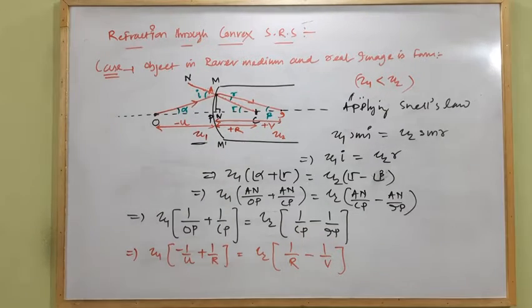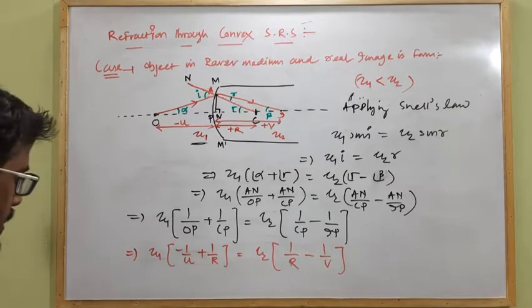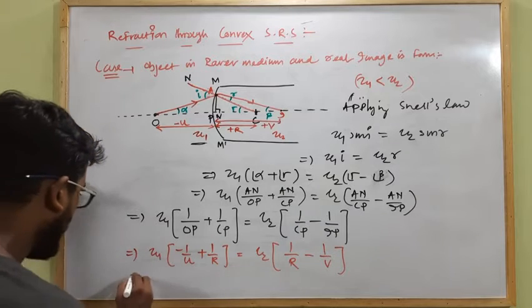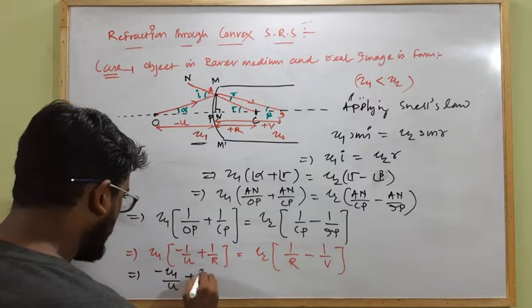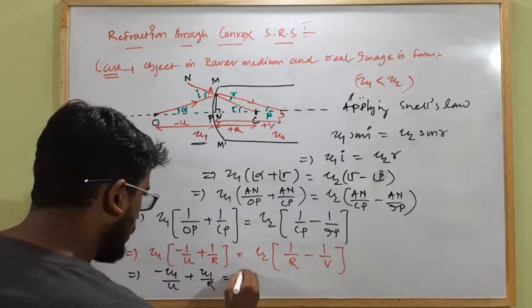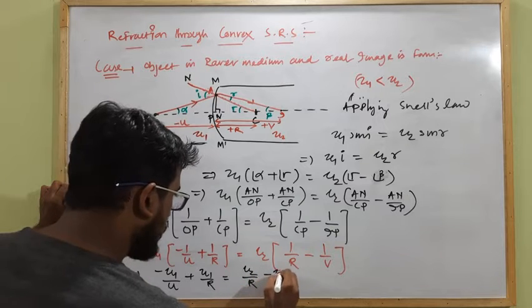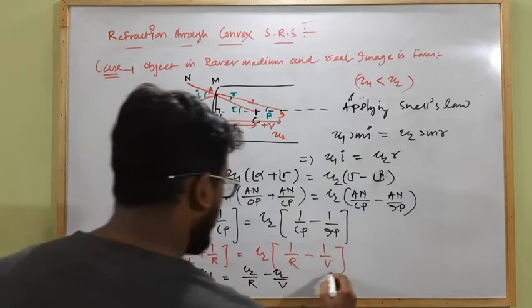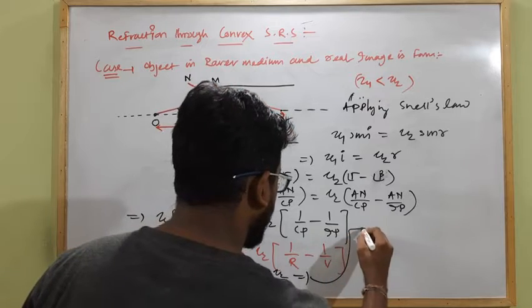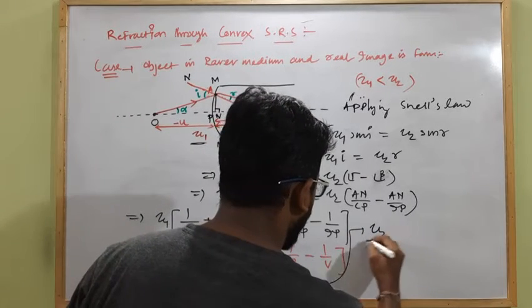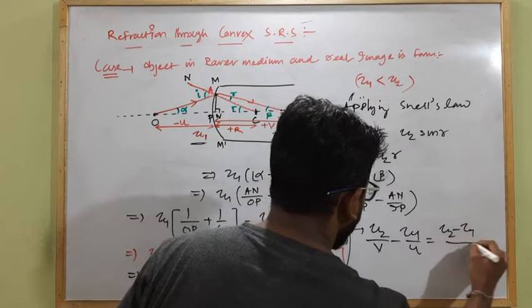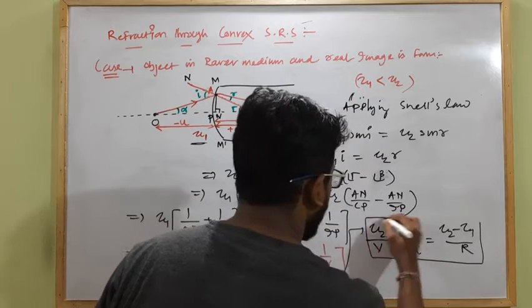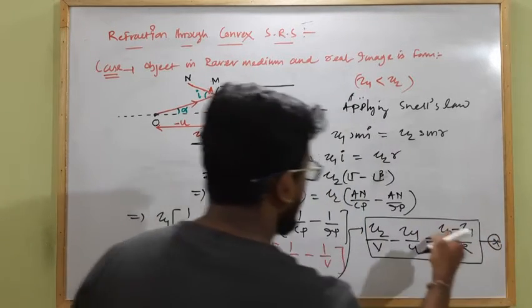Clear? This will be the expression. So now by solving this, we can write minus mu1 by u plus mu1 by r equal to mu2 by r minus mu2 by v. By rearranging this, we will get mu2 by v minus mu1 by u equal to (mu2 minus mu1) by r. This is the required expression. You have to remember this formula.